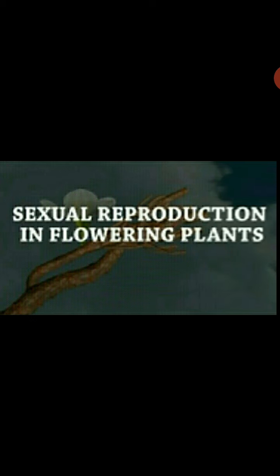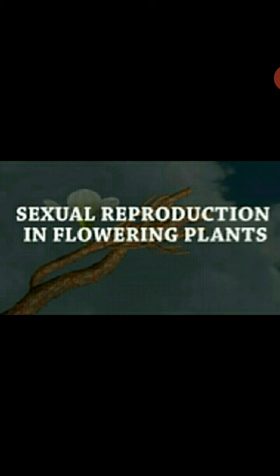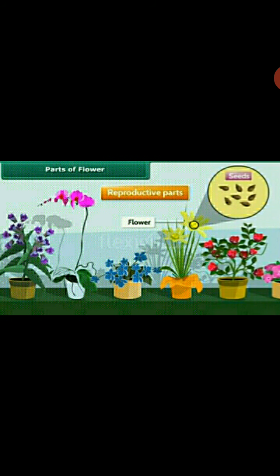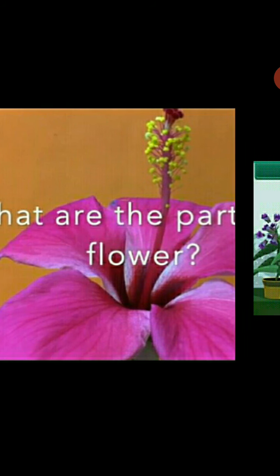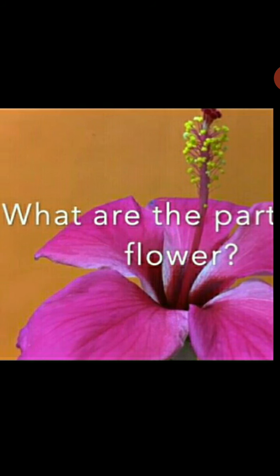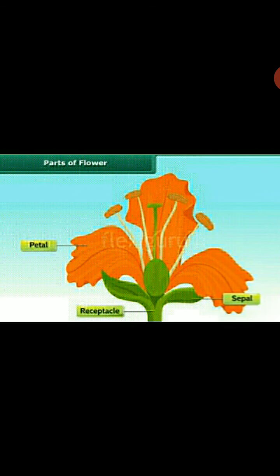Today, we start sexual reproduction in flowering plants. The plants in which the sex organs are carried within the flowers and seeds are enclosed in a fruit are called angiosperms. Angiosperms are commonly known as flowering plants. Now, we come to know about different parts of the flower. The main parts of the flower are the receptacle. It's the base of a flower to which all the parts of a flower are attached.